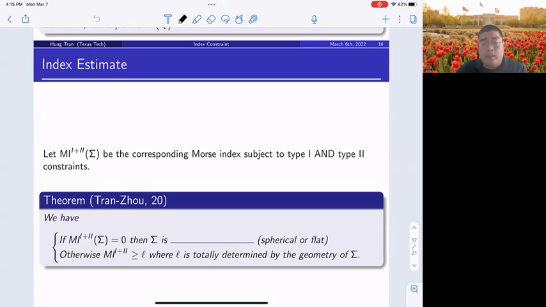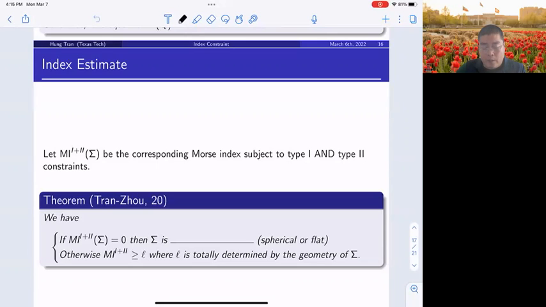So earlier we discussed the motivation and background of the index with constraint. We also developed an abstract formulation to relate the index with constraint and a general index. Then we applied that abstract formulation to characterize type 1 and type 2 Morse index for capillary surfaces. So in this last part of the talk, we're going to discuss some index estimates.